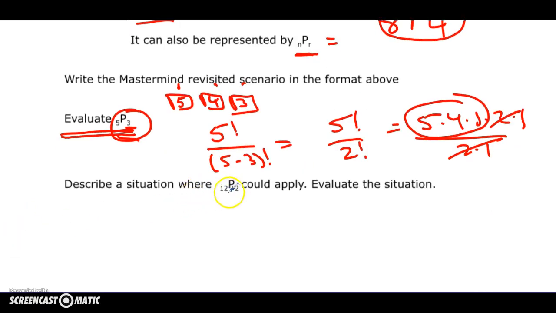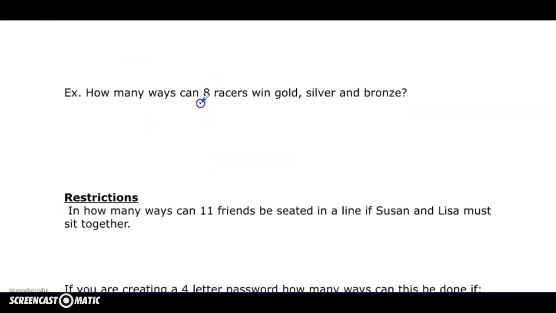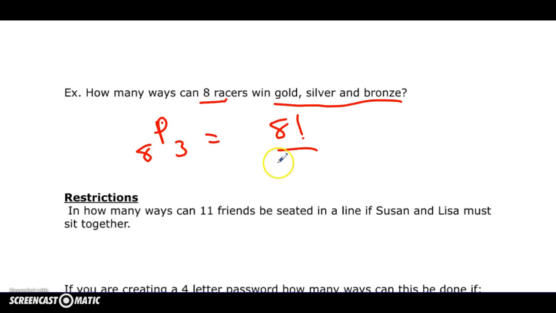Describe a situation where this could apply. I'll let you do that on your own. So you want to line up 2 people out of 12 and order matters. How many ways can 8 racers win gold, silver, bronze? It's a classic math question. So you have 8, and order matters, so it's a permutation. I'm choosing 3 of them. So I go 8 factorial over (8 minus 3), which is 5 factorial, and then work that out.